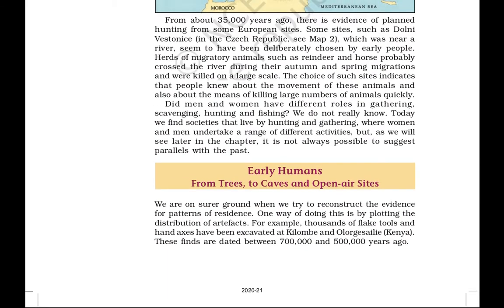Early humans, from trees to caves and open air sites. We are on surer ground when we try to reconstruct the evidence for patterns of residence. One way of doing this is by plotting the distribution of artifacts. For example, thousands of flake tools and hand axes have been excavated at Kilombe and Olorgesailie in Kenya. These finds are dated between 700,000 and 500,000 years ago.